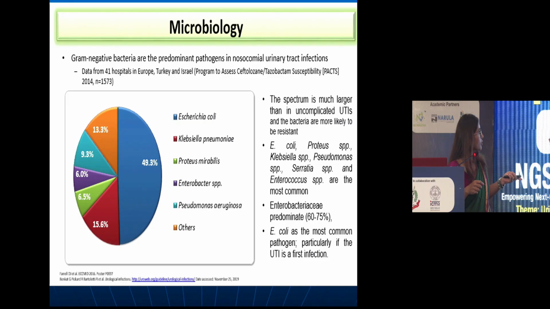Similar data even from the West shows that the predominant cause for the UTI is Enterobacteriaceae, which is E. coli and Klebsiella pneumoniae. This is followed by Proteus, Enterobacter. Then we have Pseudomonas aeruginosa. So, it's predominantly Enterobacteriaceae which are the likely organisms for urinary tract infections.